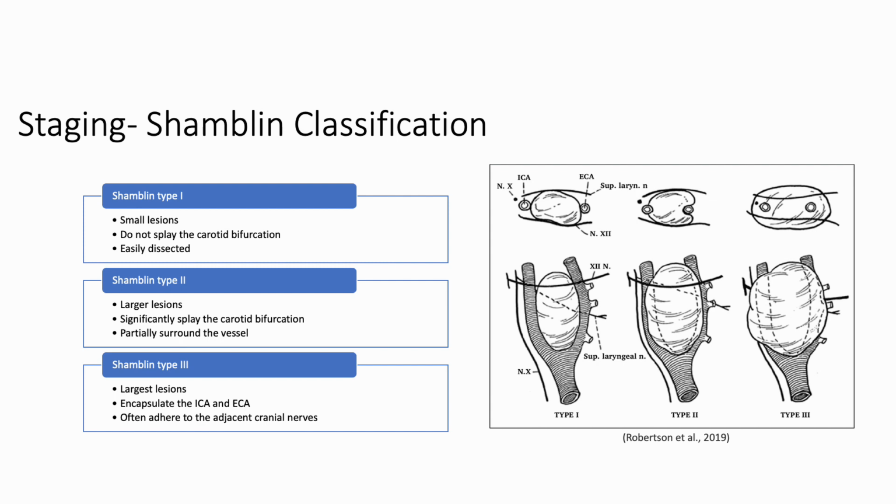Okay, so considering the staging of carotid body tumors, the Shamblin research group introduced a classification system comparing these tumors and their relationship with the carotid body back in 1971, and we still use this classification system today. The Shamblin research group described 3 stages of carotid body tumors. Type 1 consists of a small tumor that's easily dissected from the adjacent vessels. Type 2 tumors are larger and are more adherent and partially surround the vessel, while type 3 tumors are large and completely surround the carotid bifurcation. So types 2 and 3 are also more likely to require that carotid resection.